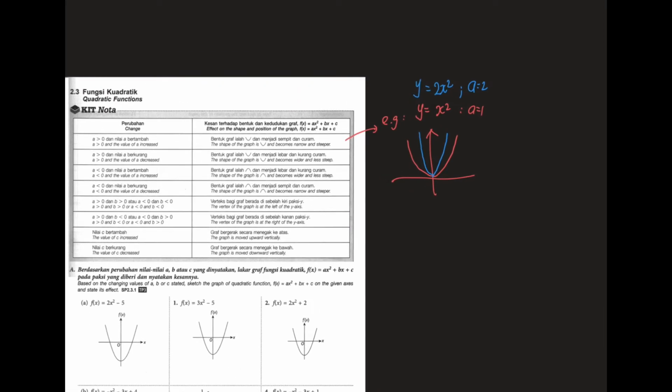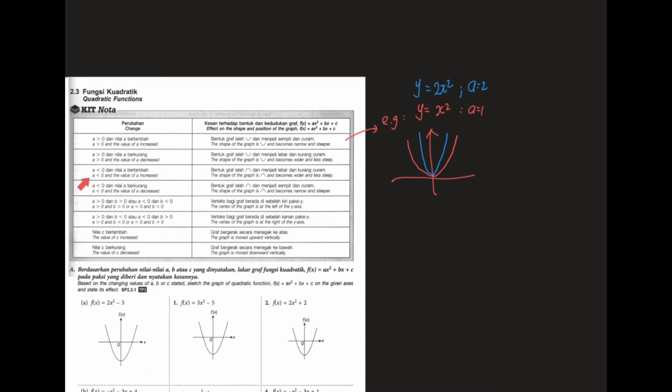When a is greater than 0 and the value of a increases, the effect is from the red graph to the blue graph. Now the next one, when a is greater than 0 and the value of a decreases, you should expect the other way around, from the blue graph to the red graph. The shape of the graph is still a happy face and becomes wider and less steep. So from the blue to the red, you will see it is getting wider and less steep.